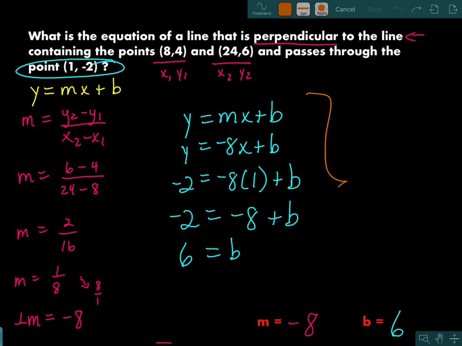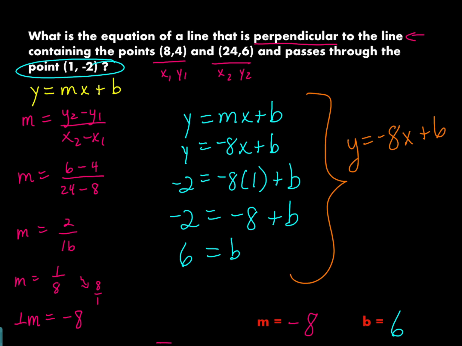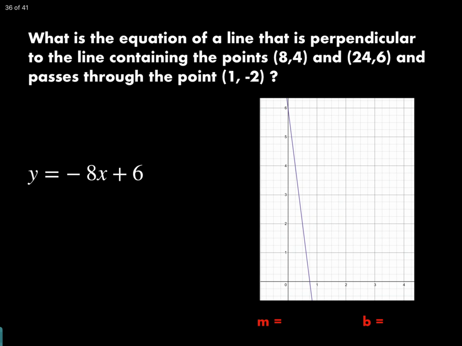We take those two pieces of information, and we can write the equation of the line y equals -8x plus 6. So what that should look like is a y-intercept of 6 crossing at a value of 6 and going down 8 and over 1. And when we look at the graph, we see that it is accurate.